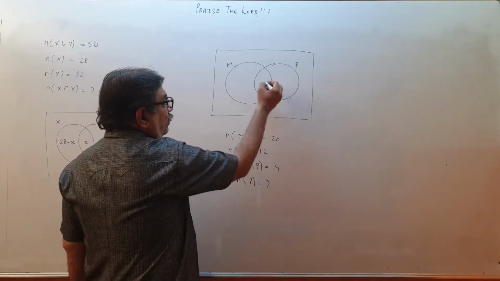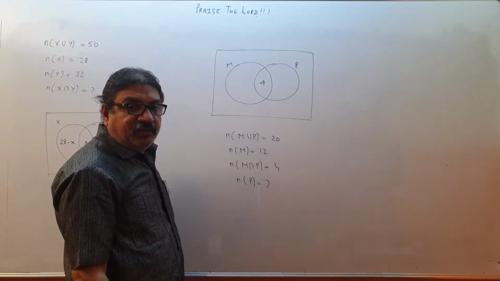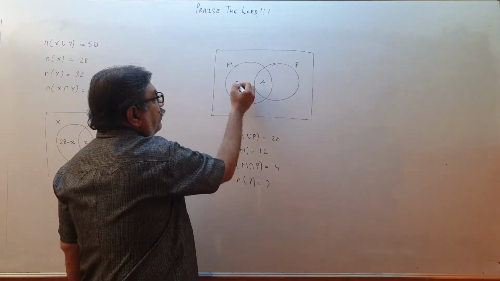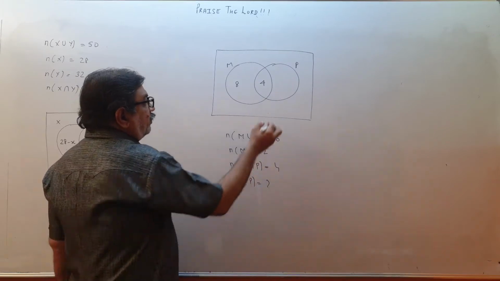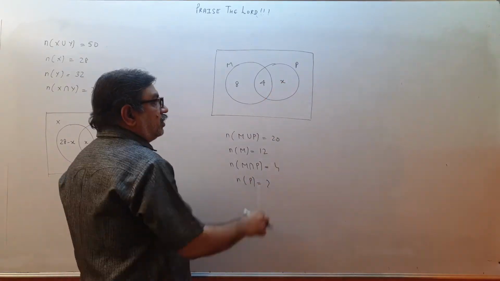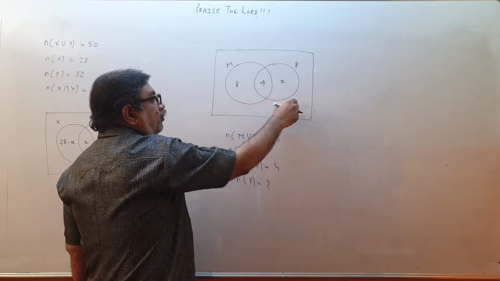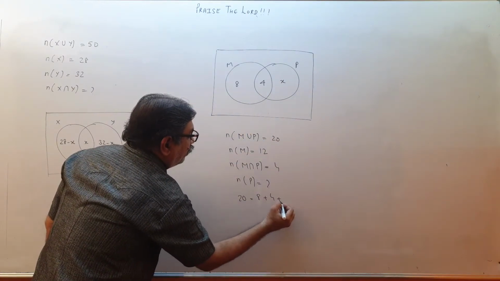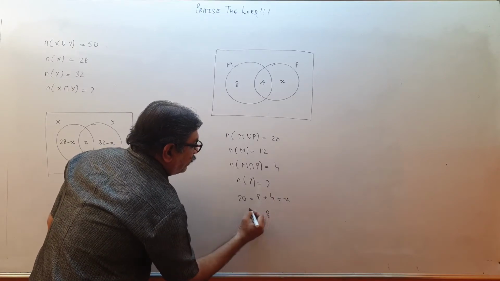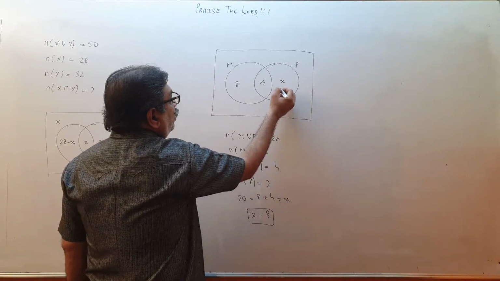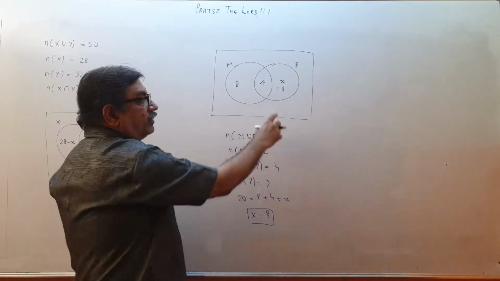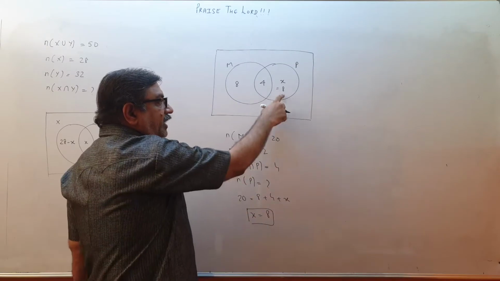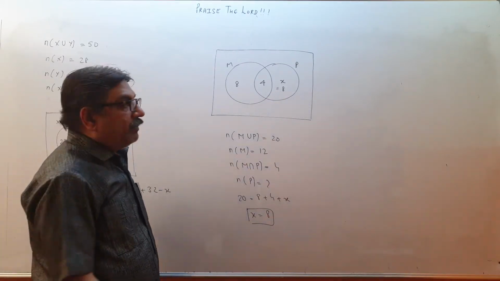So intersection is 4. Always first fill up the intersection region. Maths is 12, so total 12, so here 8 people. And supposing x over here. So this plus this plus this will be total M union P, and that is 20. So 20 becomes 8 plus 4 plus x. x will be 8. So there are 8 people over here. So how many teach physics? 8 plus 4, 12. How many teach only physics? 8 people. How many teach only maths? 8 people.